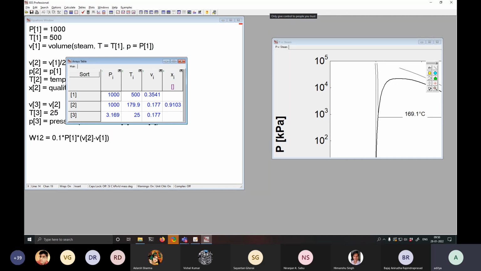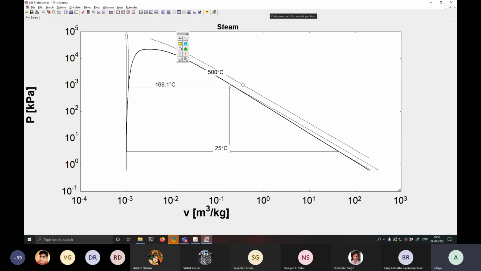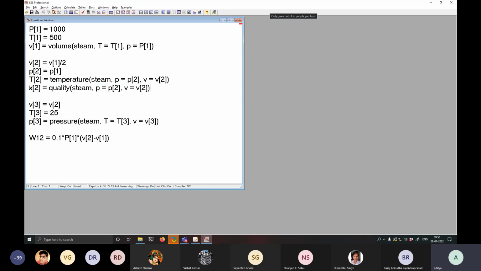Okay, so this is what you should do. You should find out the quality, and then accordingly you can prepare the plot. But if you have a plotter ready for you like this, you can simply plot it and say, look, it's inside the dome. You can simply say it's superheated vapor. It's in the saturated dome. But in reality, you need to find out the quality of steam at this condition.